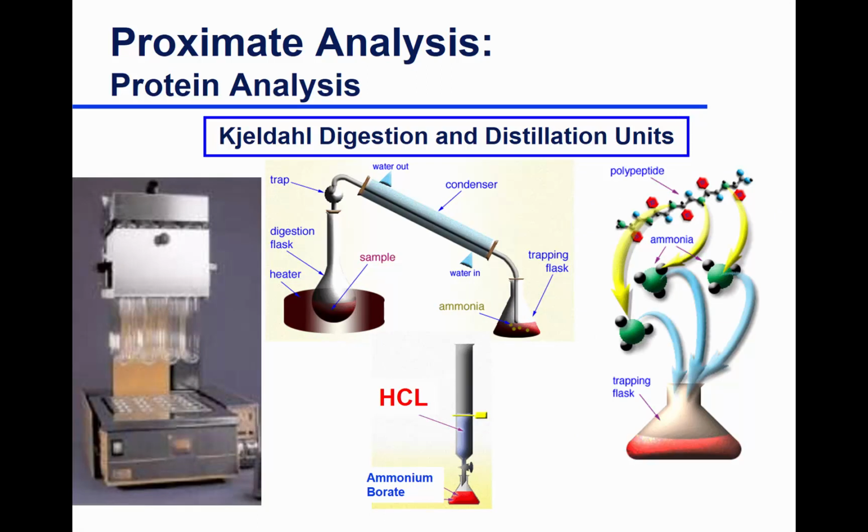This is just illustrating the reaction of following the nitrogen, basically, from the polypeptide. Then it becomes fixed as ammonium sulfate, then reacts with NaOH to give you ammonia, and then reacts with boric acid to give you ammonium borate. So we're basically always following the nitrogen.